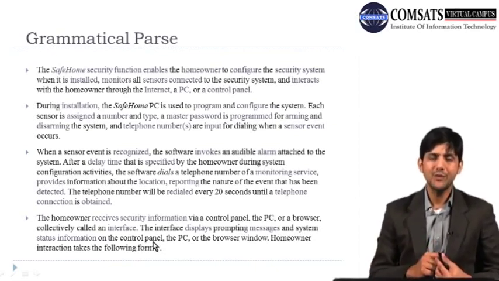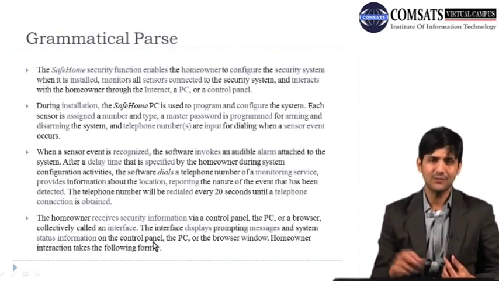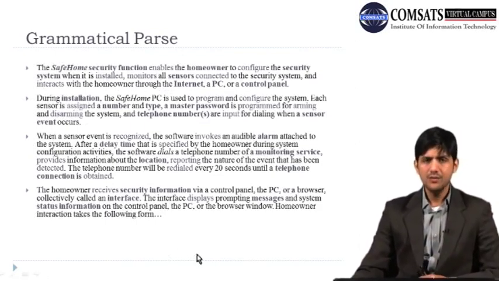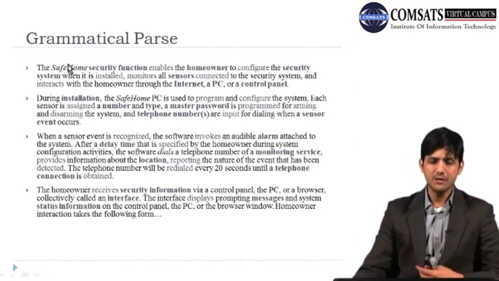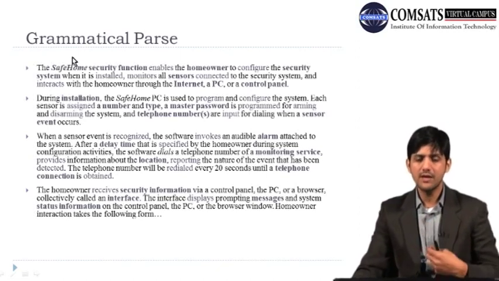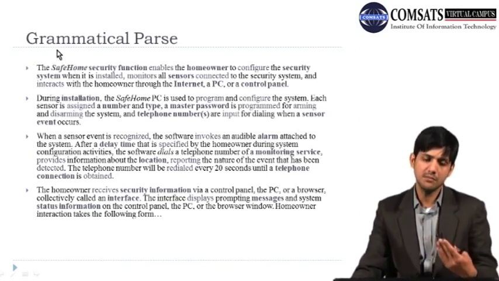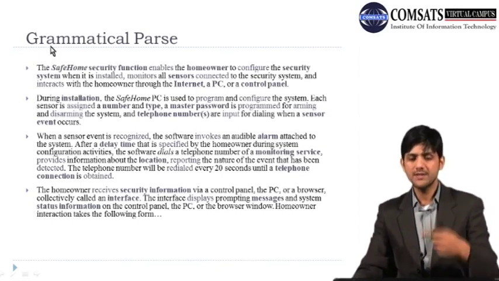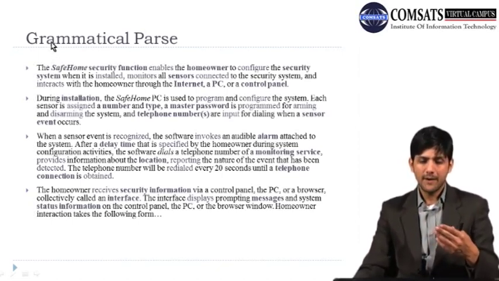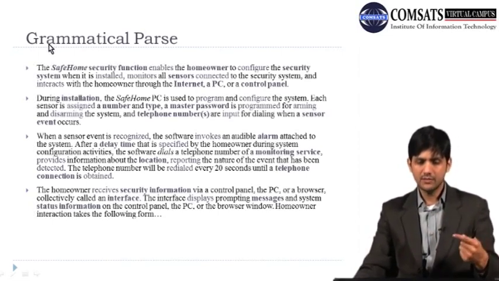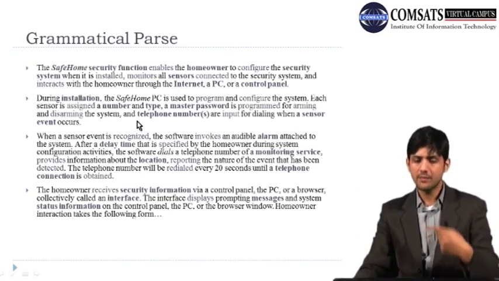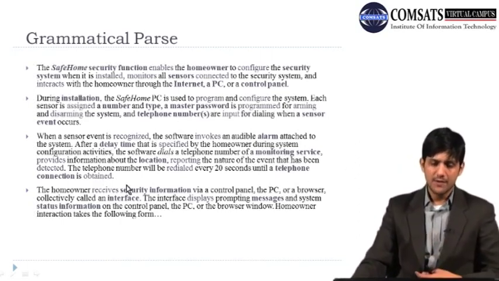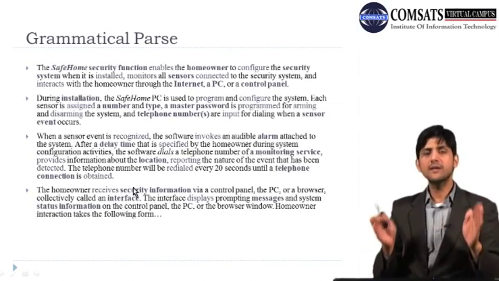And when we are doing this grammatical parse, what we want is to highlight and underline all the nouns that we can. So if we look at all these 4 stories, then the nouns are these. For example, the safe home security function, that is a noun clause. Then we have enables the homeowner, which is a noun, to configure the security system, again a noun. Monitors all the sensors connected to the security system and interacts with the homeowner through internet, PC, and a control panel. During installation, the safe home PC, which we have already identified as a noun, is used to program and configure the system. Each sensor is assigned a number, type, a master password. Again, these are noun clauses. And then we have this telephone number. We have this delay time, alarm, monitoring, telephone, connection. So what we do is we do a grammatical parse, and we identify all the nouns and noun clauses.